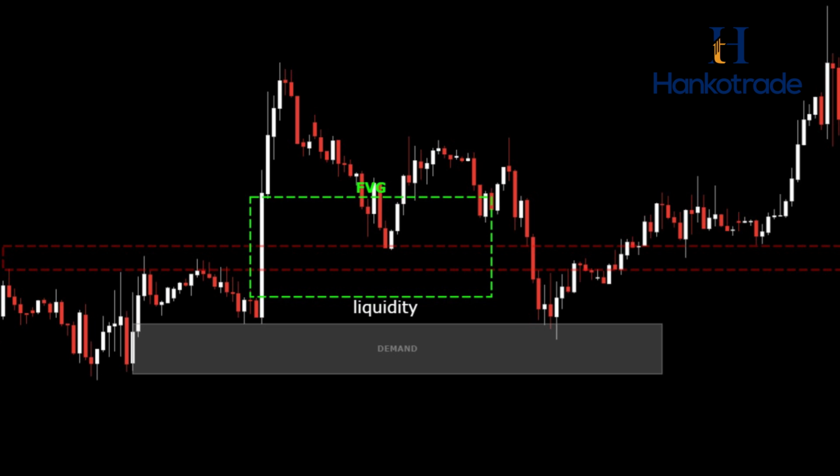When the market grabs the liquidity areas, it means that price action reaches these regions and triggers orders from retail traders. This influx of orders can lead to significant price movements. By recognizing and monitoring these liquidity areas, we can improve our chances of success.